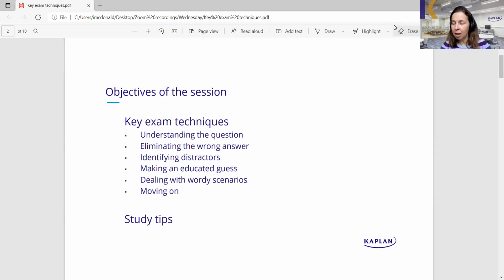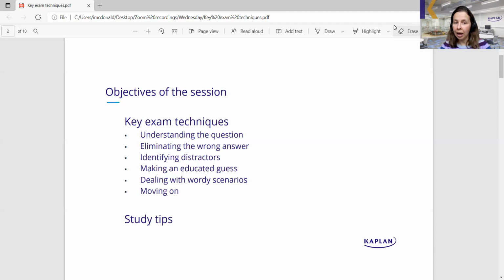Finally, in some papers, scenarios in objective test questions are longer. As a result, we need to understand how to deal with the time pressure in those wordy scenarios. It is also very important to move on. Objective test exams will contain a number of questions, and it is important that we attempt every single question to maximize our chances of passing the exam.